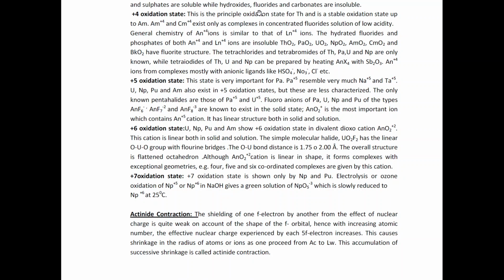Similar to lanthanide contraction, there is actinide contraction. The shielding of one f electron by another from the effect of nuclear charge is quite weak on account of the shape of the f orbital. Hence, with increasing atomic number, the effective nuclear charge experienced by each 5f electron increases. This causes shrinkage in the radius of atoms or ions as one proceeds from Ac to Lr. This accumulation of successive shrinkage is called actinide contraction.